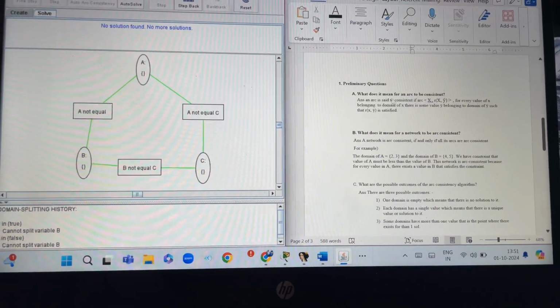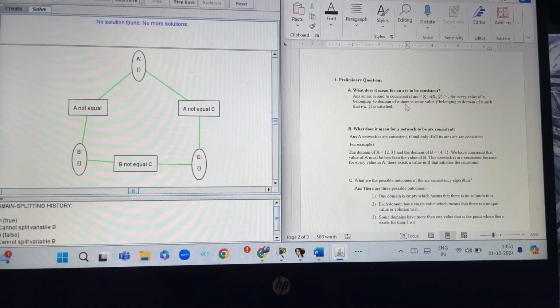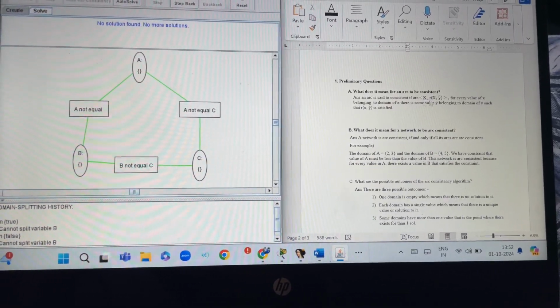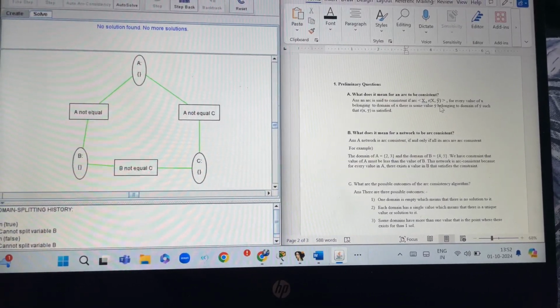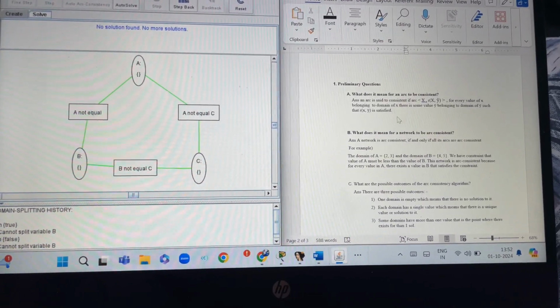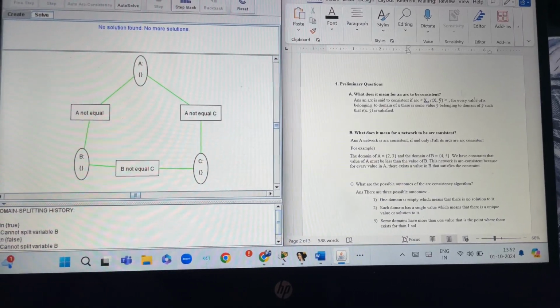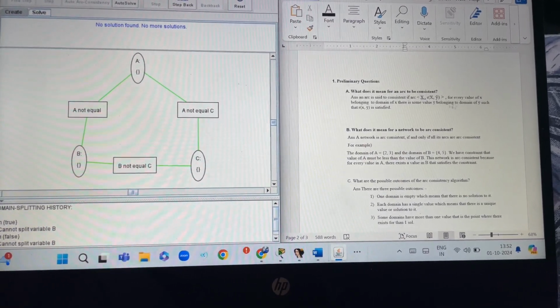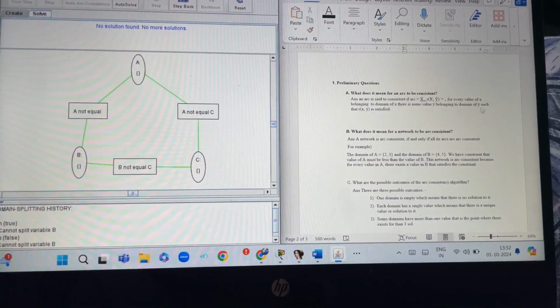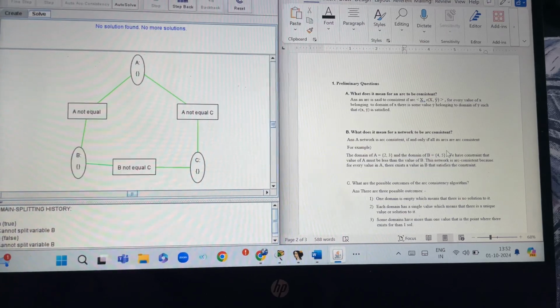So what does it mean for an arc to be consistent? An arc would be said to be consistent if and only if, for every value of x belonging to the domain of x, there is some value of y that belongs to the domain of y such that the constraint between x and y is satisfied.